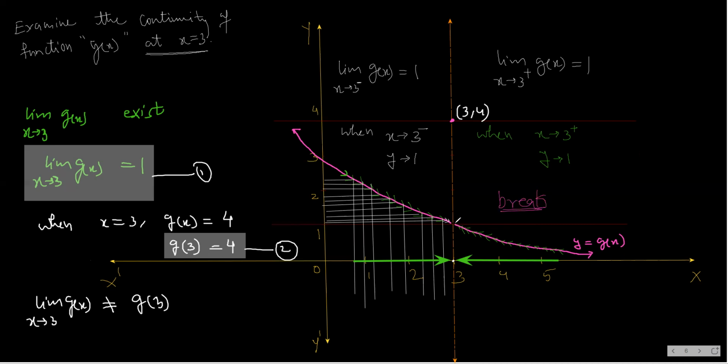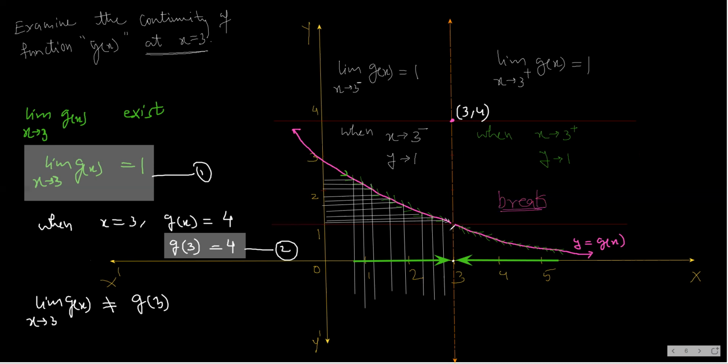And why is this discontinuity happening? It is because this point is not here. If this point had been here, this point you see here, 3 comma 4, what would it have done? It would have filled the gap. You see the gap? This point would have filled the gap. But unfortunately, it is not that way. And because of which there is a break in the function.